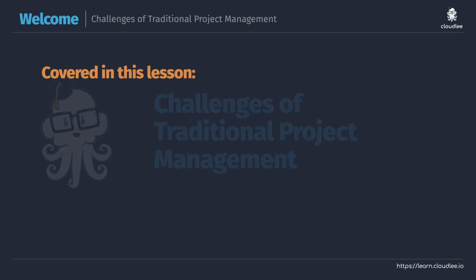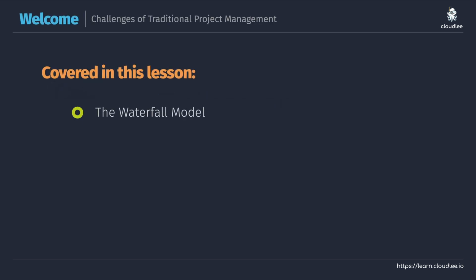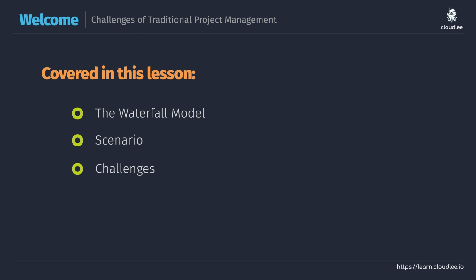So within this lesson, we'll cover off the waterfall model, which is a project management methodology used in software development in the past, and we'll also walk through a scenario to help understand what sort of issues we actually used to face when we use the traditional types of project management that we've now come to replace with things like Agile. So let's go ahead and jump in.